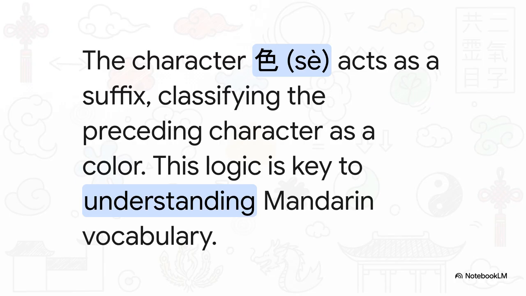And this slide just illustrates that pattern perfectly. Take a look at these examples. I'm going to say them slowly so you can hear it. 红色, 蓝色, 绿色, 黄色. You see? In every single case, 色 is tacked on at the end, classifying the word before it as a color. This kind of logical modular structure is a core principle in Mandarin. Once you get this pattern down, the whole system starts to make a lot more sense.